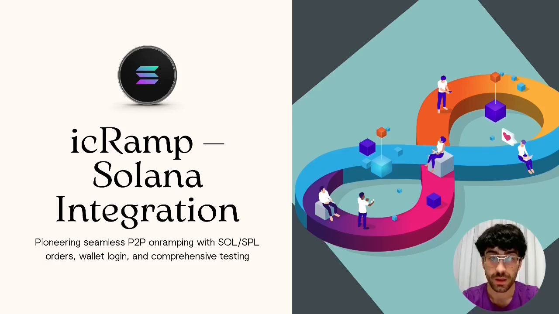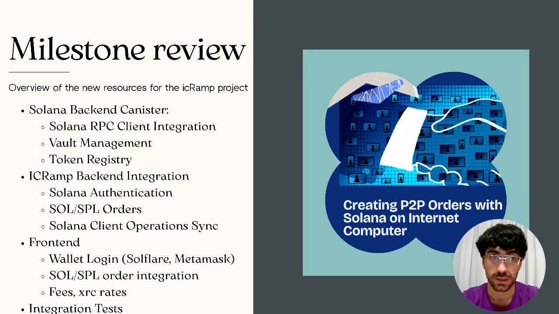of the first one. So in this one, we just created a new backend canister that handles all Solana operations. It talks to the RPC client from Affinity. It also manages the vault for the funds, both in Solana native token and in SPL tokens, and as well for the Offrampers and Onrampers. And also it manages the token registry.